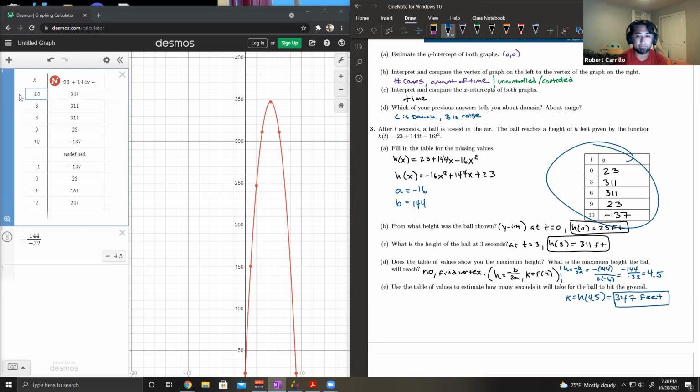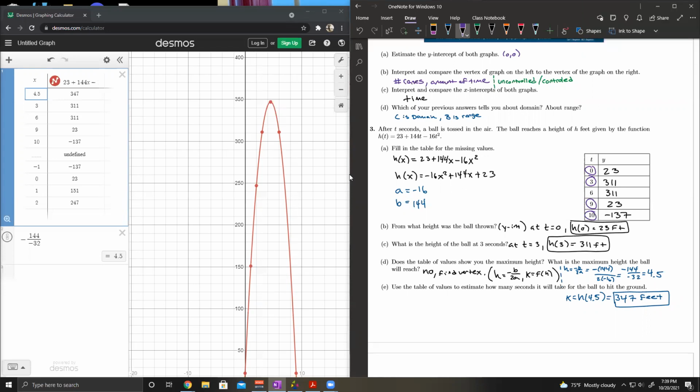Okay. Any questions on that? All right. And then what was the last question? Use the table of values to estimate how many seconds it will take for the ball to hit the ground. Now this is just looking at our table of values. At 0 seconds, we're at 23 feet, and then we throw the ball. At 3 seconds, we're at 311 feet. The ball's coming down, and at 9 seconds, we're at 23 feet. Then at 10 seconds, we're at negative 137 feet. Negative 137 feet means the ball hit the ground. So in between 9 and 10 seconds is when the ball will hit the ground.